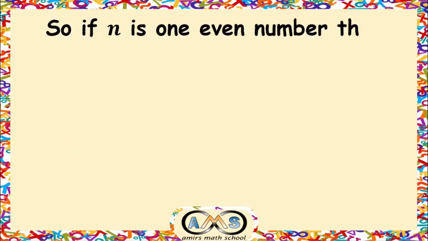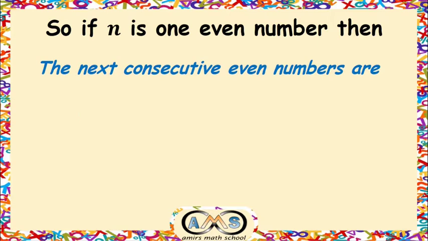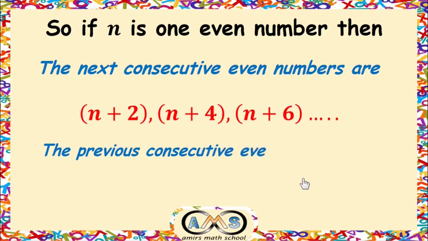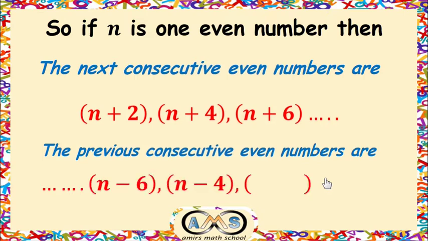Again, if n is an even number, then the next consecutive even numbers are n plus 2, n plus 4, n plus 6. As we know, in the sequence of numbers, the first one is even, then the next one is odd, and after that odd number there will be an even number. So if n is an even number, then n plus 2 is the next even number, n plus 4 is the next after n plus 2, and n plus 6 is next after n plus 4. And the previous consecutive even numbers are n minus 2, n minus 4, and n minus 6.